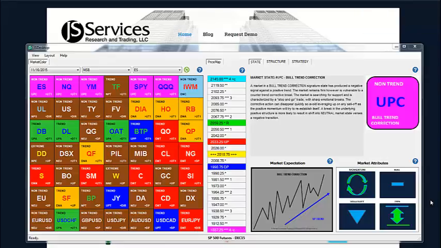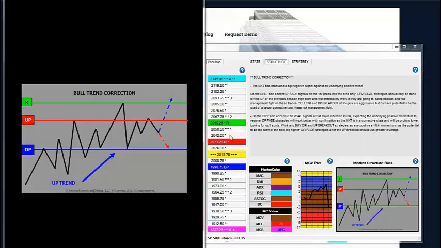The next thing we need to identify is what's the structure of this market state condition. Key structure points are the R level, the upside pivot, and the DP. R level is above the market, significantly above the market. So what this is telling us is that this bull trend is in a correction as long as it's below the R level. Today in the S&P that's 2059 and a quarter.